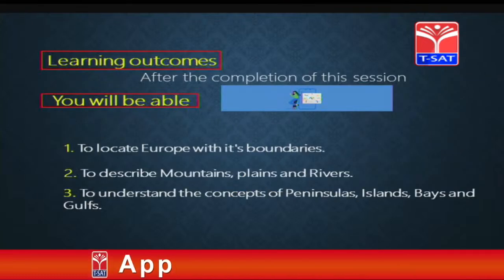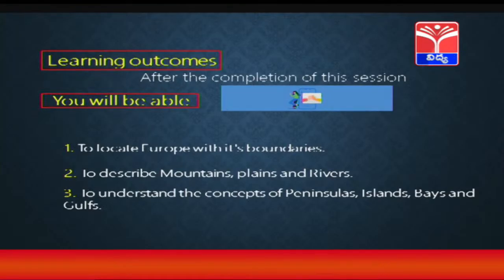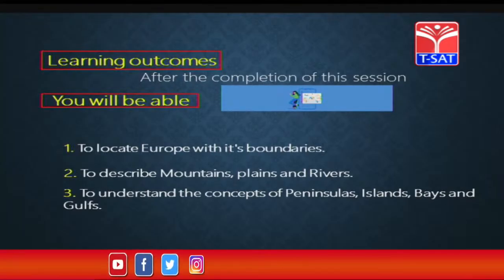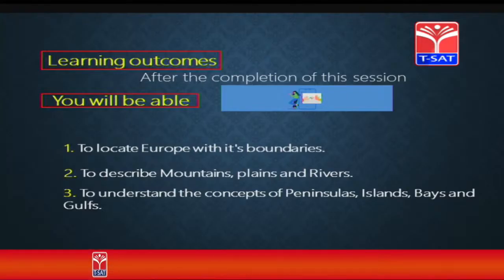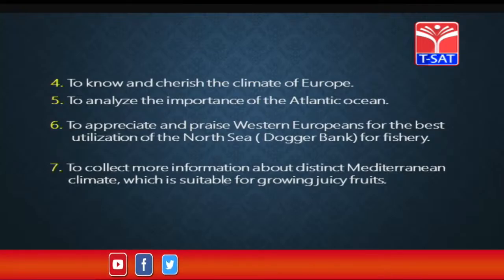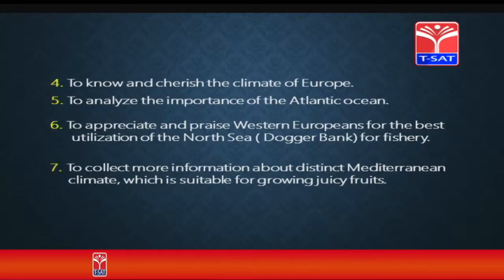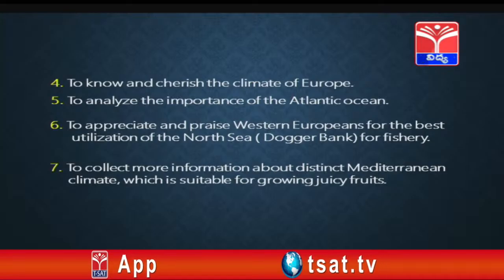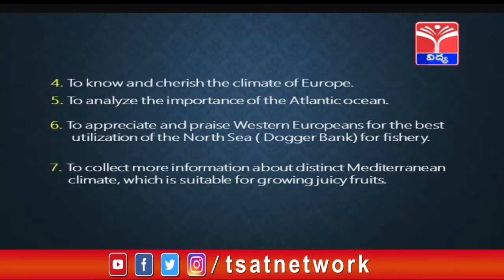I am sure, children, after completion of this session, you will be able to locate Europe with its boundaries, to describe mountains, plains and rivers, to understand the concepts of peninsulas, islands, bays and gulfs, to know and cherish the climate of Europe, to analyze the importance of the Atlantic Ocean, to appreciate and praise Western Europeans for the best utilization of the North Sea, that is nothing but Dogger Bank, for fishery, to collect more information about the distinct Mediterranean climate which is suitable for growing juicy fruits.